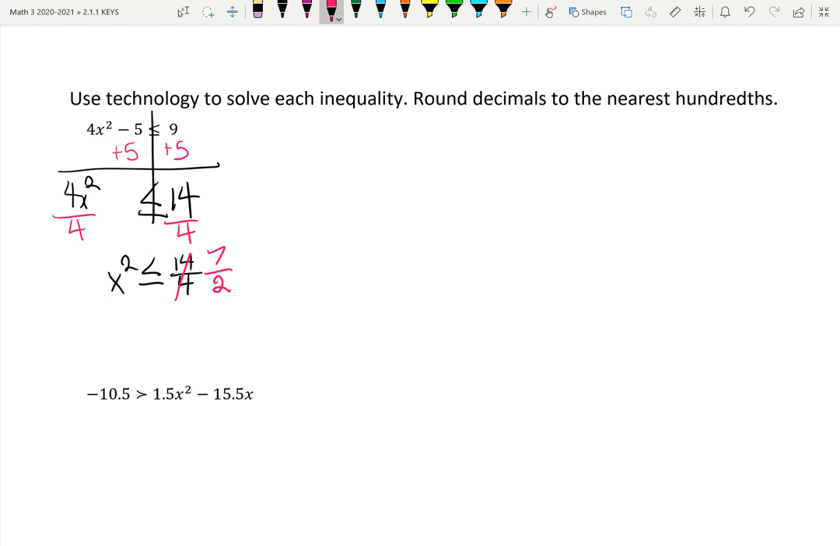both even. Now, I'm going to take the square root of both sides, leaving me with x on the left and the square root of 7/2. So, x has to be less than or equal to the square root of 7/2. You would go ahead and plug it into your calculator and you'll get your solution.